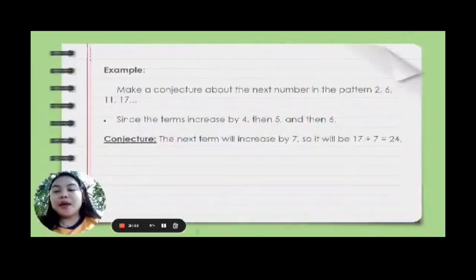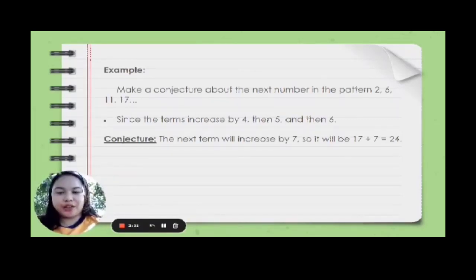For example, make a conjecture about the next number in the pattern 2, 6, 11, 17, and so on. Since the terms increased by 4, then 5, and then 6, our conjecture is that the next term will be increased by 7. So it will be 17 plus 7 is equal to 24. So 24 will be our next term.